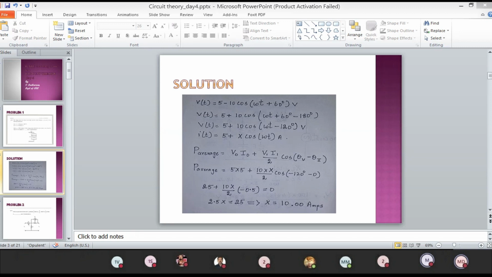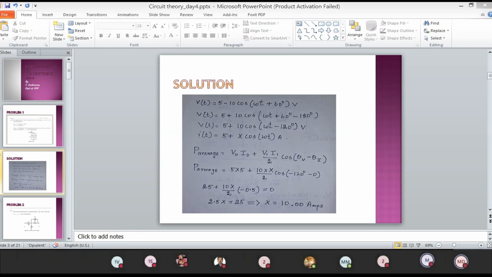5 into 5, plus V1 into I1. What is V1? 10. What is I1? That is what we are supposed to find. By 2 cos of the angle between voltage and current, which is minus 120 minus theta. And you already know that cos of minus theta is cos theta.